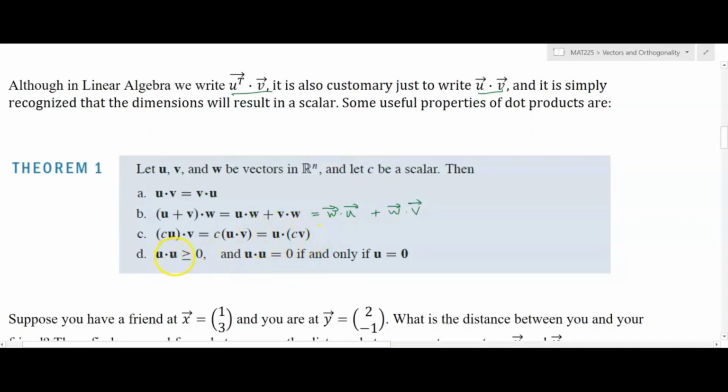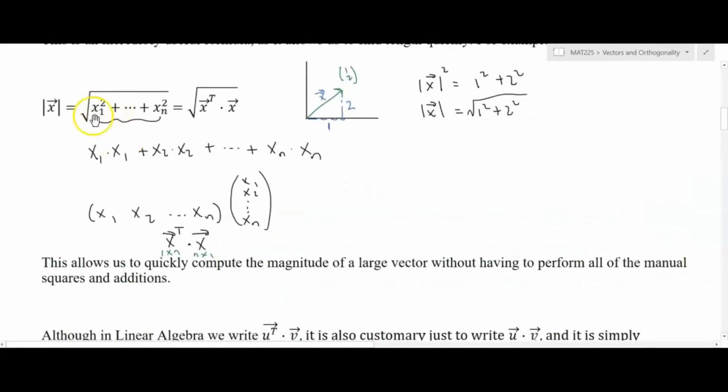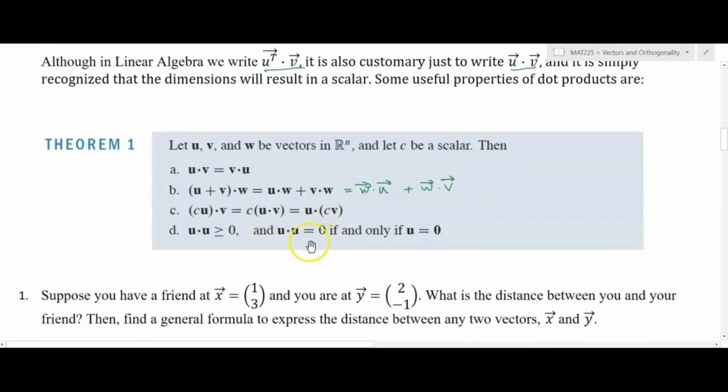And u dot u is greater than or equal to 0, and u dot u is equal to 0 if and only if u is equal to the 0 vector. So if you dot a vector with itself, you're always going to get a non-negative number, because if you're multiplying the same component by the same component, you're essentially squaring the components, like when you do x dot x. So squaring will always take away the signs. And the only way to get the dot product of 0 is if you're dealing with the 0 vector.